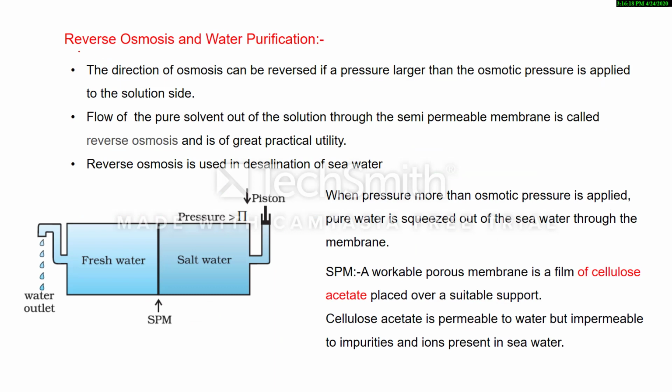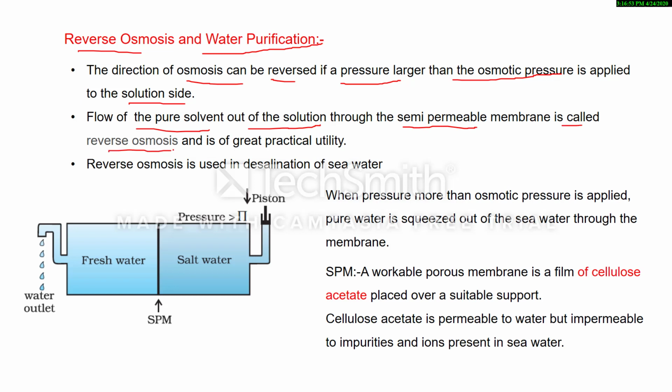Now the next one is reverse osmosis and water purification. Students, you know the water purifier, that is the RO system in our home to purify the water. Actually RO stands for reverse osmosis. Now how does it work? The direction of osmosis can be reversed if a pressure larger than the osmotic pressure is applied to the solution side. Flow of the pure solvent out of solution through a semi-permeable membrane is called reverse osmosis.